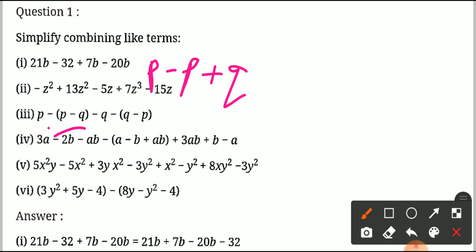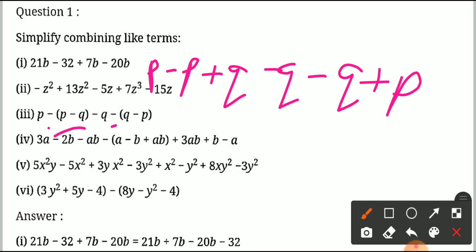And what is the logic here? Here we are going to multiply minus with minus. As a result, we will get a plus sign. Then minus q. Then again we have a minus sign. Then we have q. And then we have minus p. As a result, we have a minus sign here. So this minus p will change into plus p.